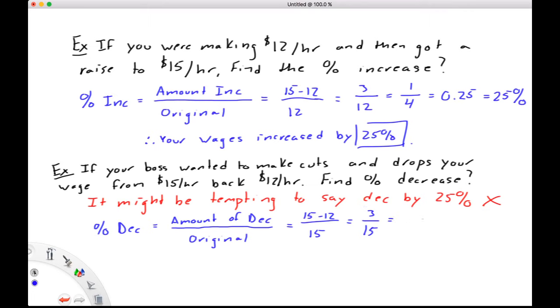3 out of 15, of course, we can simplify to 1 out of 5. 1 out of 5 we can rewrite as a decimal, which will be 0.20, which means 20%. So we do have to be a little bit careful on this one, but we can say that our wages decreased by 20% here.